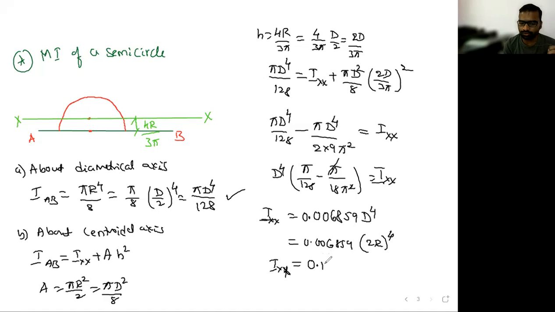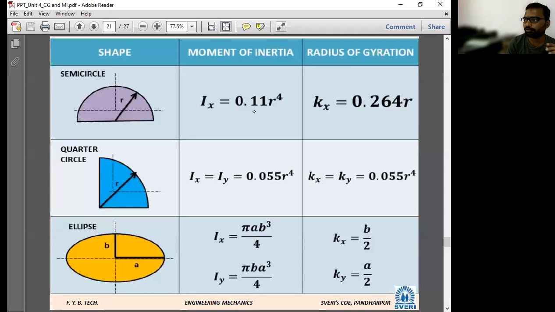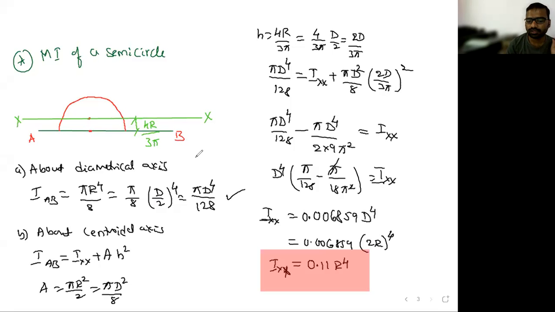0.1096, 109 is coming, right? Can I take 0.11 r raised to 4? Yes. This is the value of moment of inertia about the centroidal axis. Whatever you have seen in the PPT, 0.11 r raised to 4 had come, the same answer came. So this is the difference between the centroidal axis and the diametrical axis. All of you take down this one.